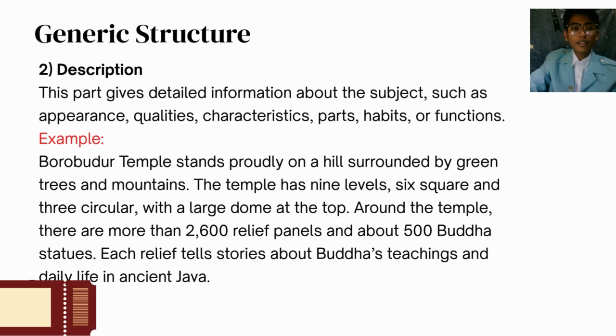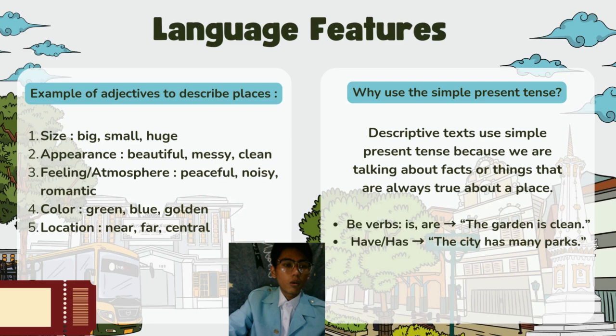Okay, the next one is description. This part gives detailed information about the subject, like its appearance, characteristics, atmosphere, functions, and so on. As you can see, the example right over here is quite longer than the identification part. Borobudur Temple stands proudly on a hill surrounded by green trees and mountains, and so on. And now we are going to move to the language features.